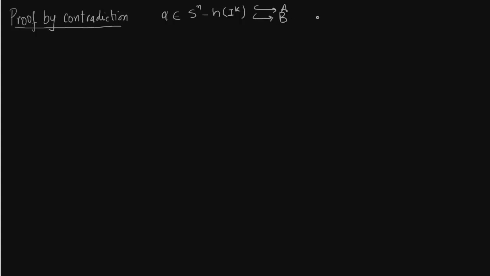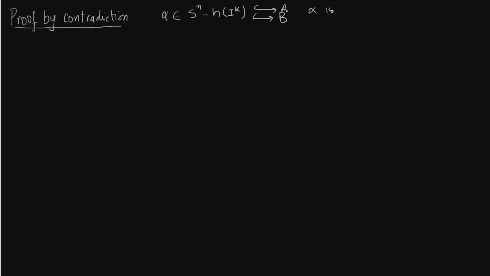This is what we have to prove. So the proof will be by contradiction. So pick up a cycle in Sn minus Hik, which is not a boundary. Okay, alpha is a cycle, but it is not a boundary.